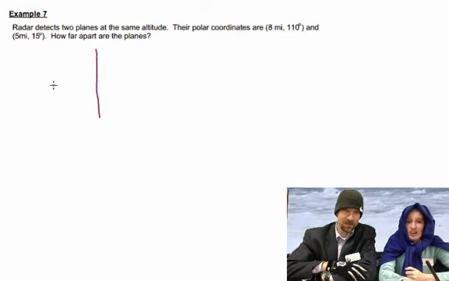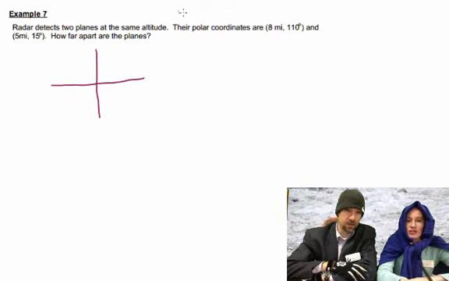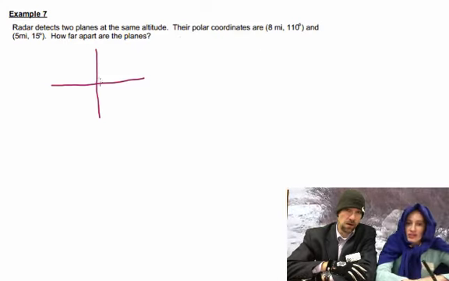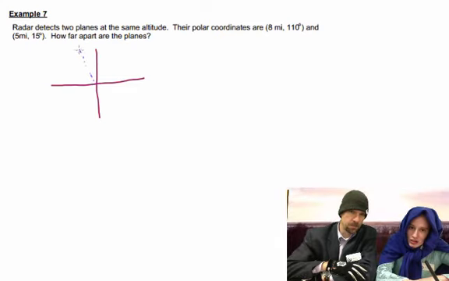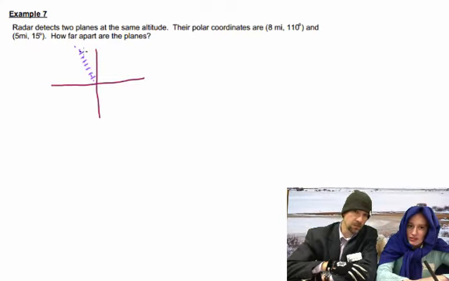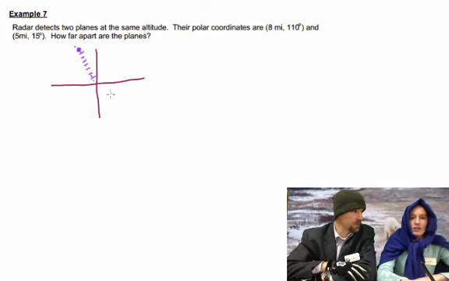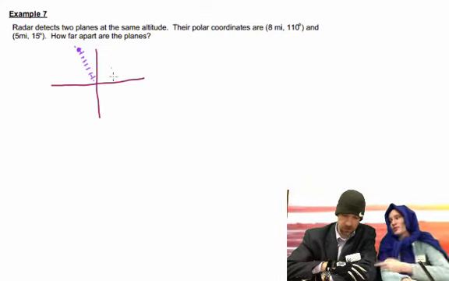Okay, let's draw a picture for our audience to see what's going on. We have two planes on a radar, in polar coordinates: 8 miles at 110 degrees. So let's find 110, here-ish. And to draw the 8, if you don't have that fancy graph paper, go out 1, 2, 3, 4, 5, 6, 7, 8, like 8 little rings from the middle.